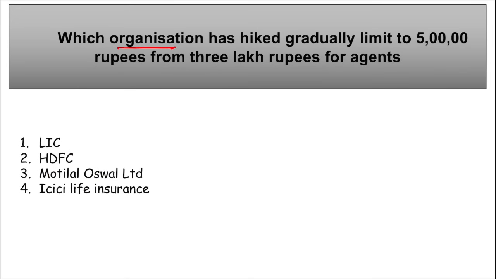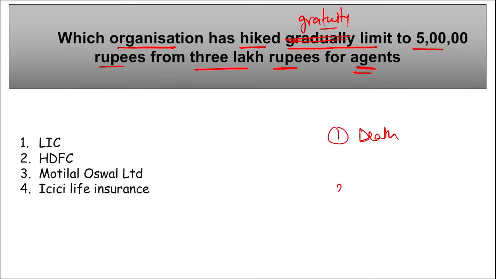Next: which organization has hiked the gratuity limit to 5 lakh rupees, that was earlier 3 lakh rupees, for its agents? Now, what is this gratuity? Gratuity is an amount that you get. There are two types of gratuity: one is death gratuity and the second is retirement gratuity. It is the amount of money paid to an individual for his long service.